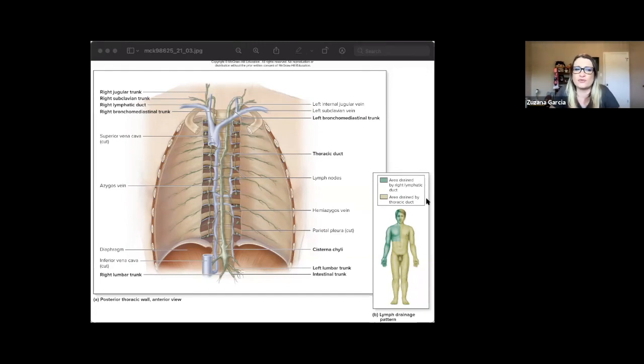If you remember from chapter 18, when we're looking at parts of blood. Hold on, I have to plug in my computer really quickly. Don't want it to die.